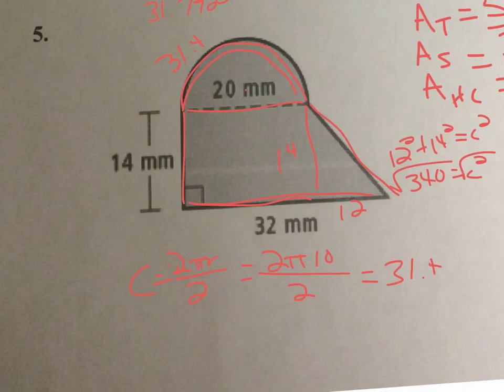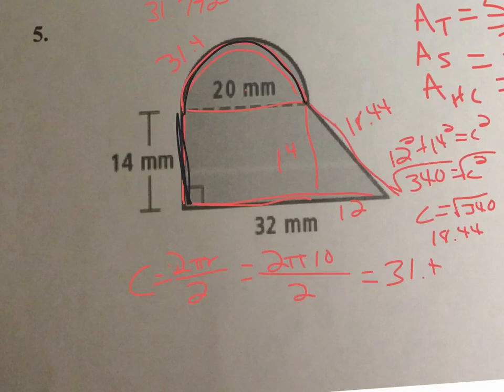Square root both sides. And we end up with c is equal to the square root of 340. So this would be square root of 340, which actually ends up being roughly 18.44. So we're going to call this 18.44. Okay, and so to find the whole perimeter, you're going to do 14 plus 31.4 plus 18.44 plus 32, which ends up giving you the perimeter of 95.84.